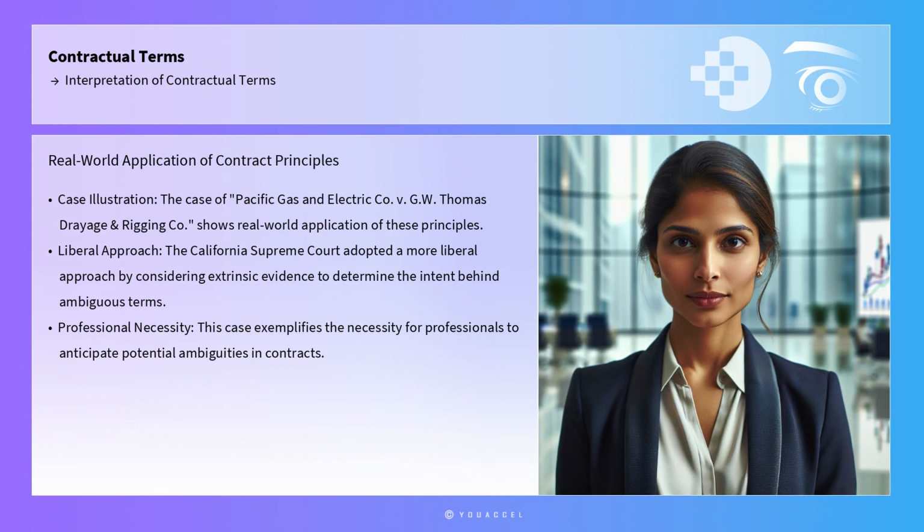Real-world application of these principles can be illustrated through the case of Pacific Gas and Electric Co. v. G.W. Thomas Drayage and Rigging Co., where the California Supreme Court adopted a more liberal approach by considering extrinsic evidence to determine the intent behind ambiguous terms. This case exemplifies the necessity for professionals to anticipate potential ambiguities and address them proactively during contract negotiations.